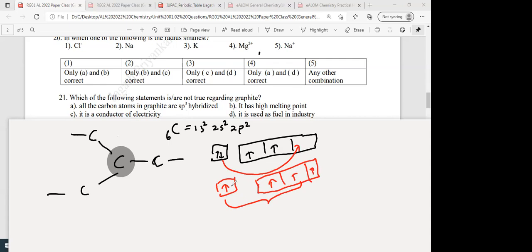Then what do we call it? 1 from S, 2 from P. Then we call it sp2 hybridization. And this one remains unhybridized. 1 electron remains unhybridized. So this one I'll highlight. This one remains unhybridized. So this is called sp2 hybridization.